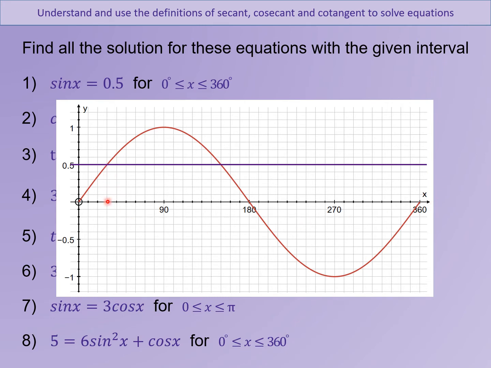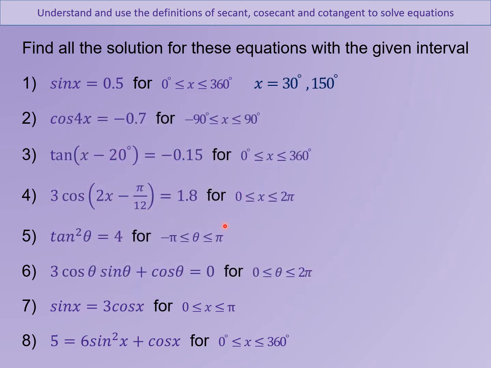We can find the first one with our calculator, and the secondary solution using the fact that there is some reflection going on. So we know it's that far away from there, so it's going to be the same distance from 180. So the first answer we got is 30 degrees. 30 off 180 is 150. There will be my 2 answers. Let's look at the second one.